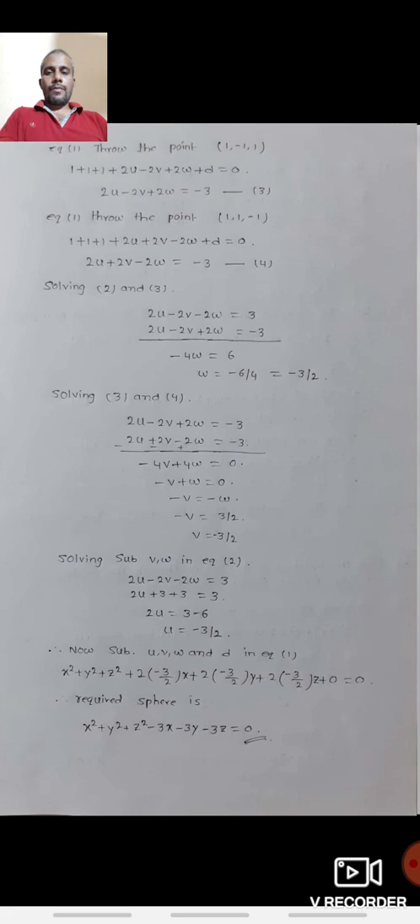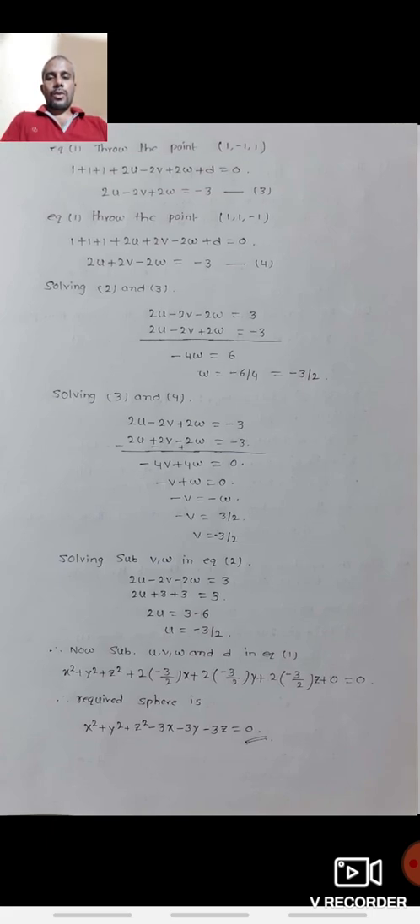At the same time, the fourth point also lies on equation 1, so equation 1 is also passing through the fourth point, which is (1, 1, -1). Then we get 1 + 1 + 1 + 2u + 2v - 2w + d = 0. Simplifying the above equation, we get 2u + 2v - 2w = -3. Let us take this as equation 4.